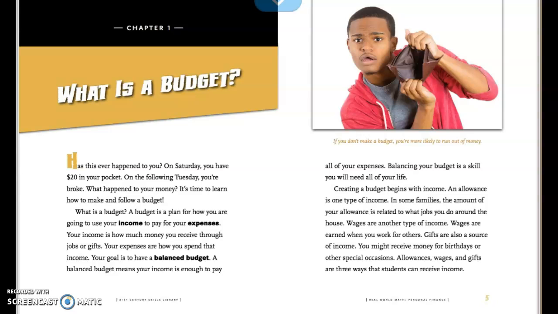Creating a budget begins with income. An allowance is one type of income. In some families, the amount of allowance is related to what jobs you do around the house. Wages are another type of income. Wages are earned when you work for others. Gifts are also a source of income. You might receive money for birthdays or other special occasions. Allowances, wages, and gifts are 3 ways students can receive income.